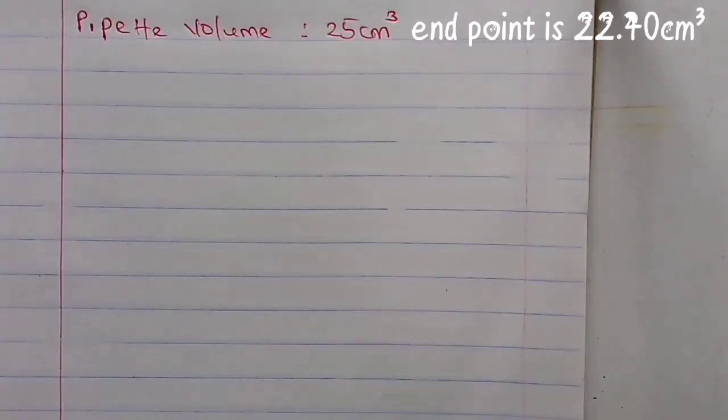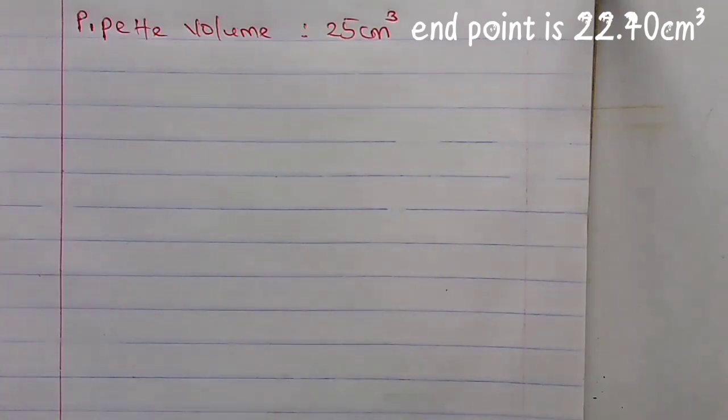After getting the values of the volume of acid used by doing the first, second, and third titration, the next thing to go for is to write your tables. First, indicate your pipette volume used. Here, I am using 25 centimeter cube.